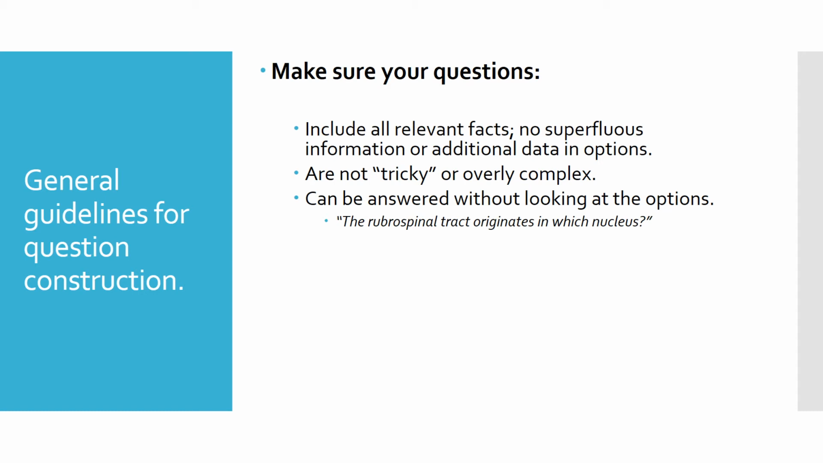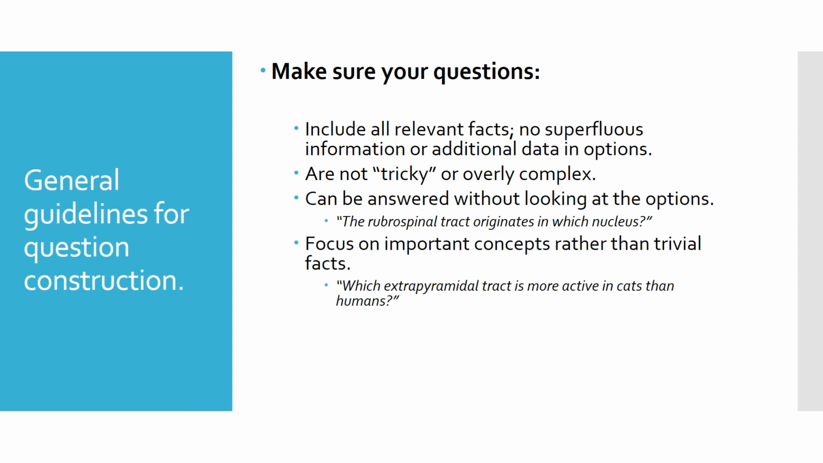An example of that is a question that I've asked before: the rubrospinal tract originates in which nucleus? This is a neuroanatomy example. If you know something about the rubrospinal tract and where it originates, you can answer this without going and looking at the answer options. So answer it and then look at the answer options and choose your answer.